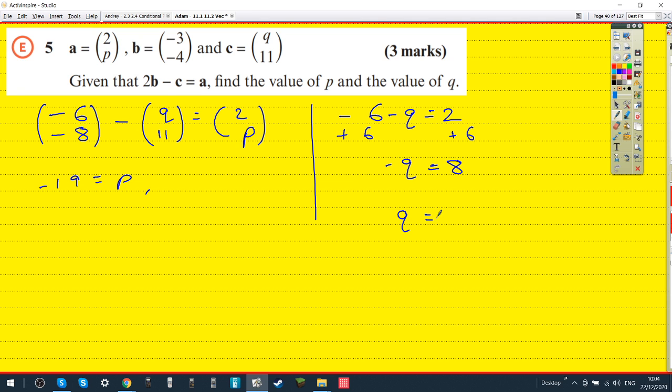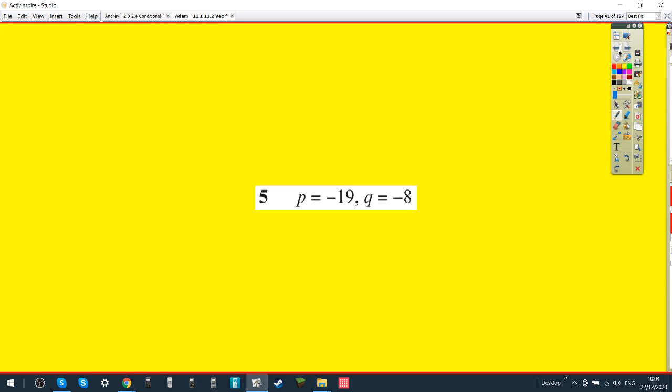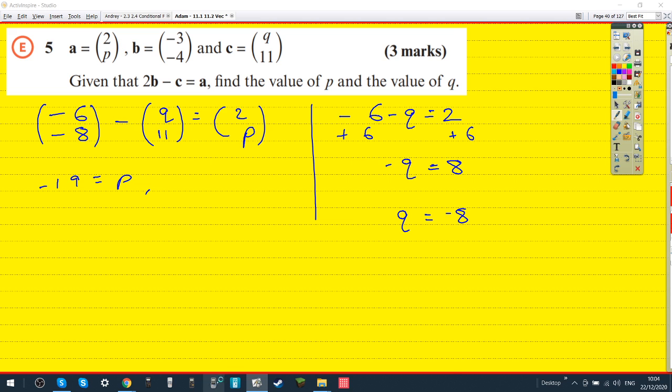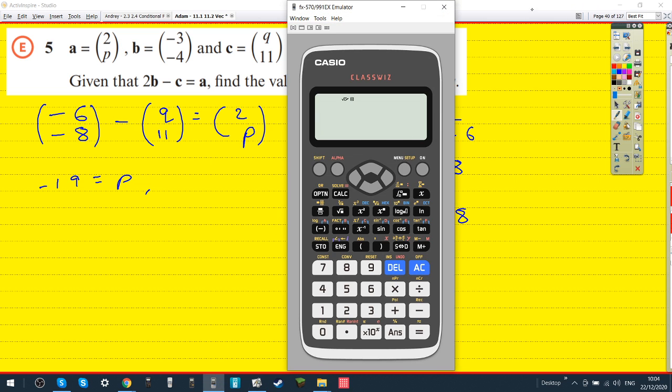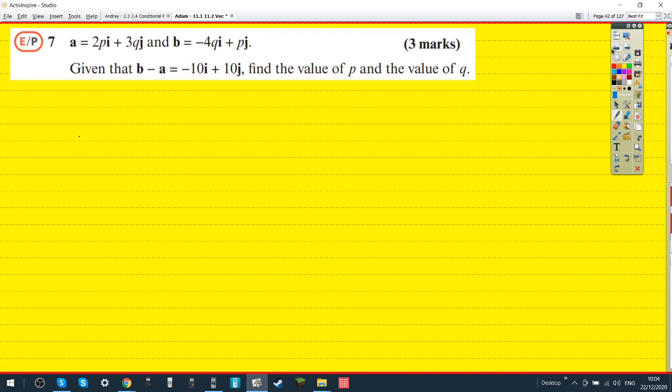And then do you want to make it negative? So it'd be -8, so Q is -8. Yep. There you go. -19, -8. And if in doubt, even for a simple one, you can always solve it using the calculator. Looks different, but it should be the same thing. Okay.